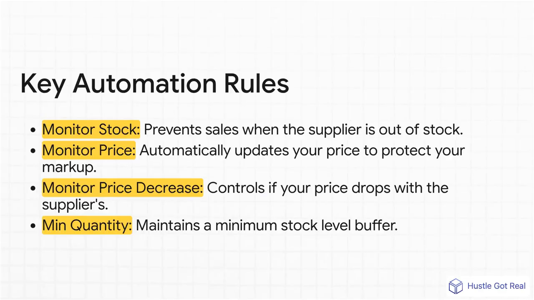So these are your automation workhorses, your silent employees who are on the clock 24/7. Monitor stock, that's your safety net. It prevents you from overselling. Monitor price, that's your profit protector. Monitor price decrease is a strategic one.